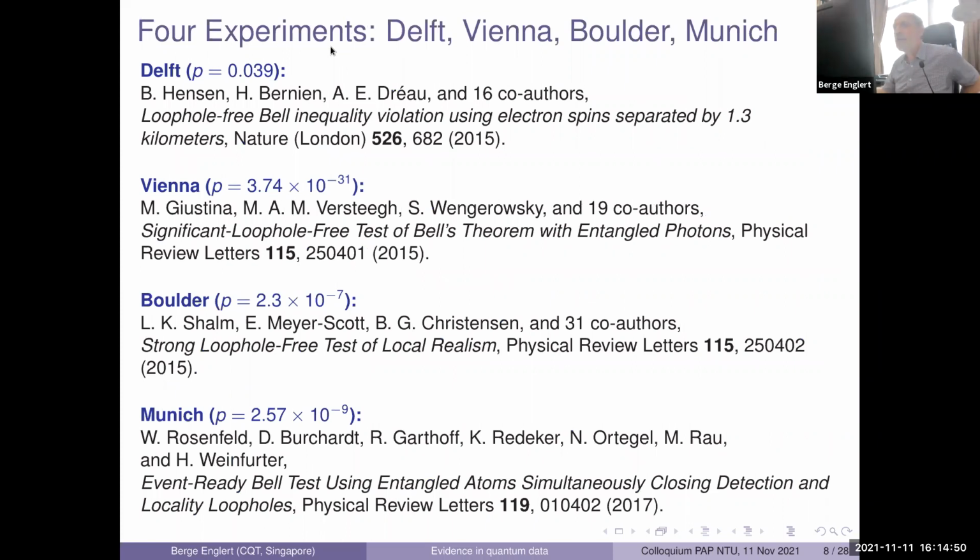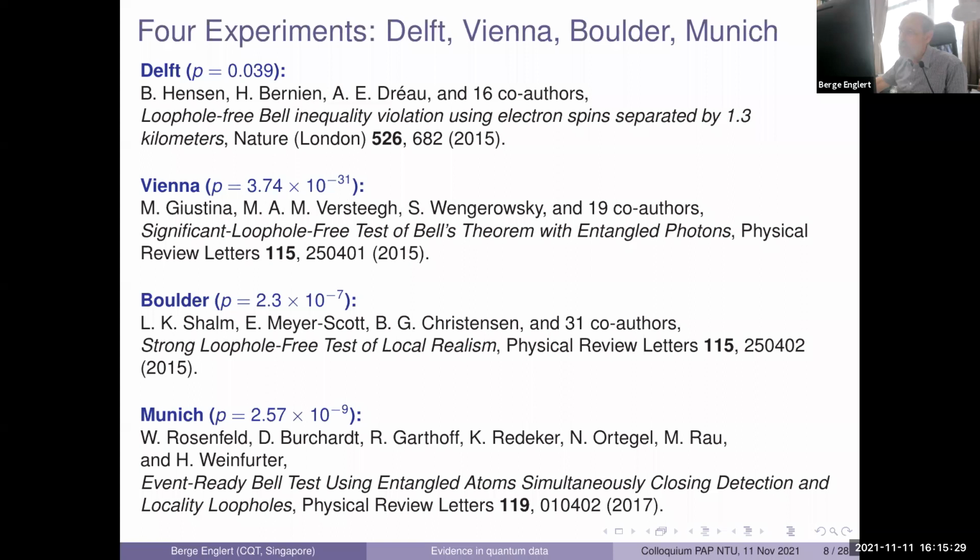So I'm reminding you of 4 experiments of some 5-6 years ago, at the time when this discussion happened. The 4 experiments that were reporting loophole-free Bell inequality violation, Bell inequality tests, and all of them try to make their case by reporting a p-value. So Delft people reported a p-value of about 0.04, which is just below the 5% threshold. The Vienna experiment claimed a p-value of 10 to minus 31.